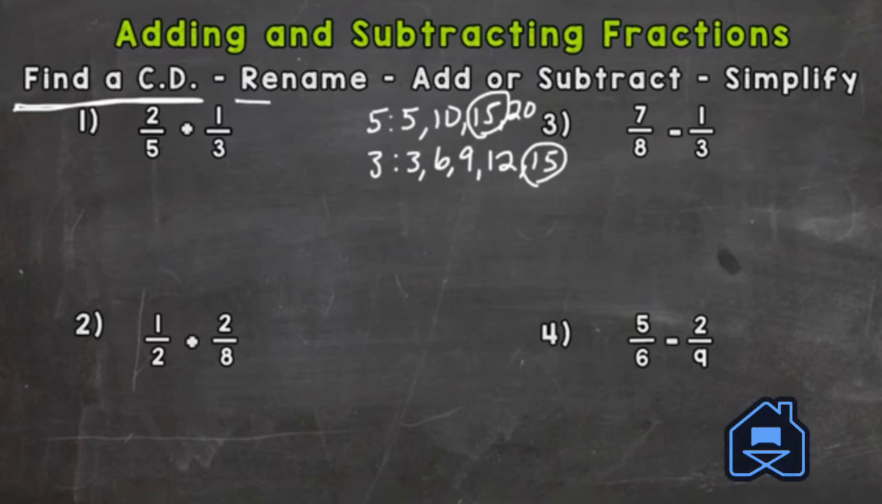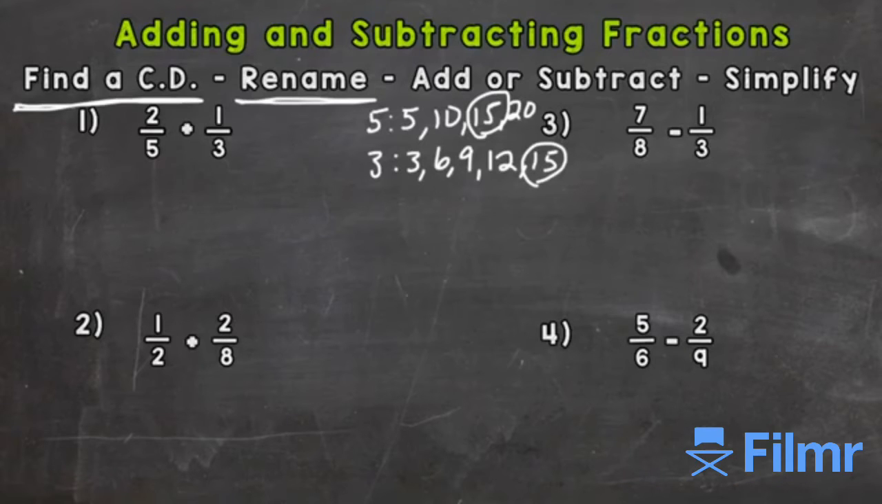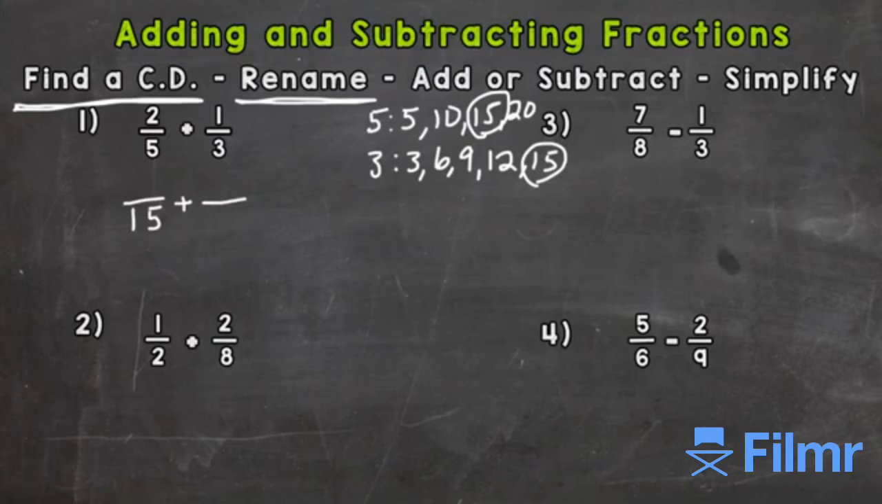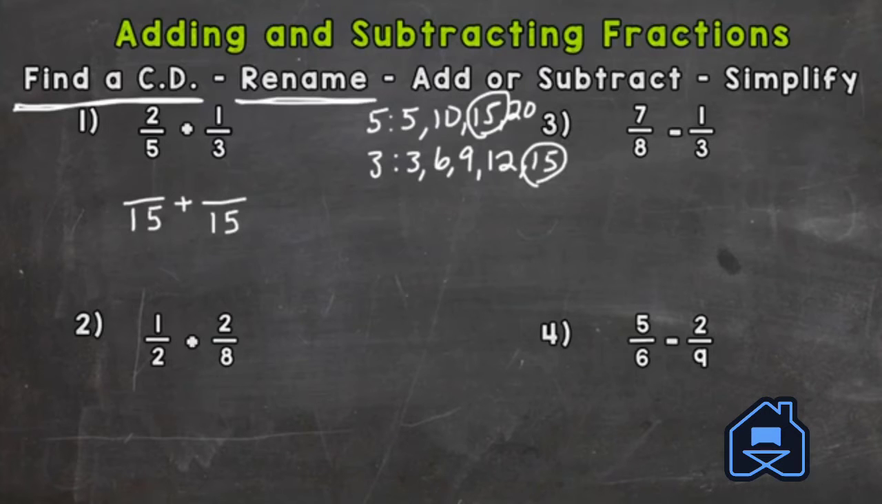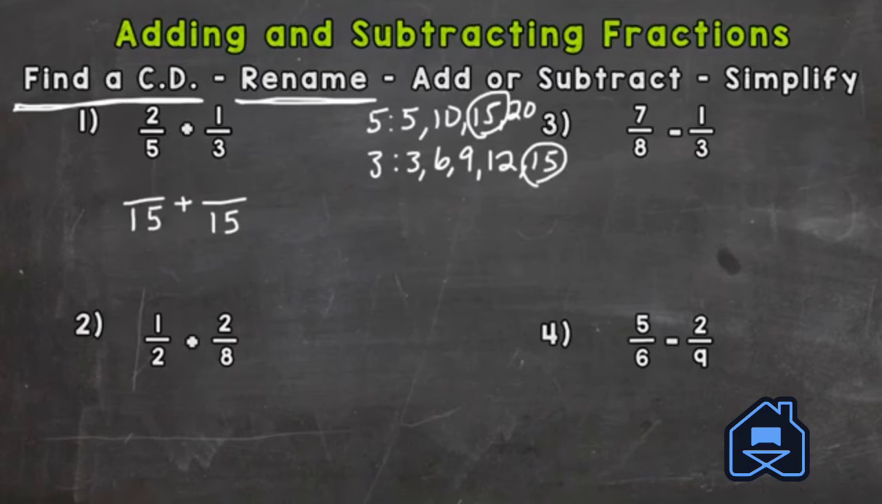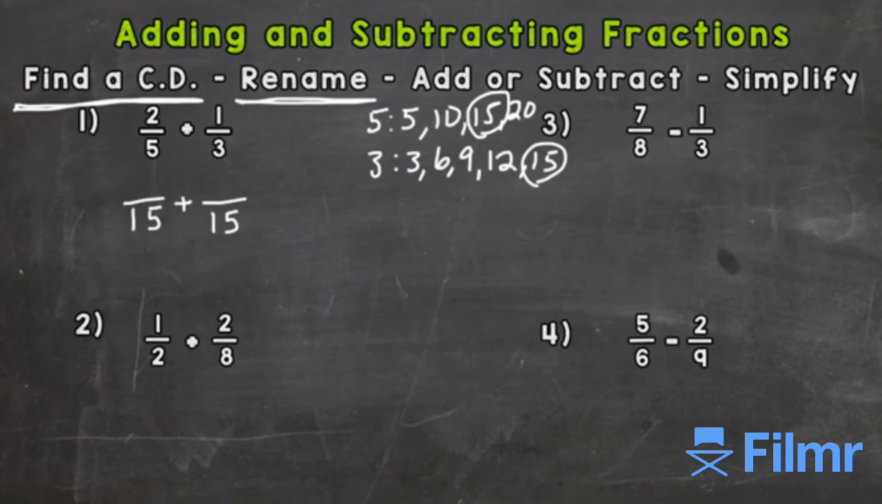So our next step, we need to rename both of these fractions with a denominator of 15. So I'm going to write 15 plus 15 here. Now we cannot just drop our top number or numerator down because that fraction will not be equivalent. 2/5 is not the same as 2/15. So we're going to have to rename these with that 15.